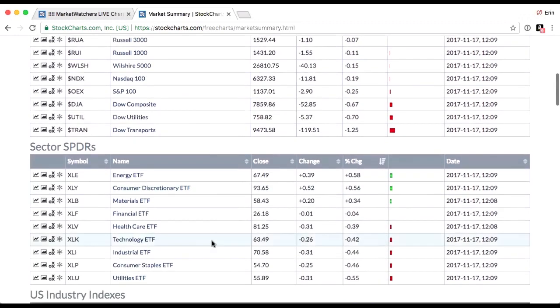As far as our sector spiders, energy and consumer discretionary are leading. And we can see that utilities and consumer staples are currently at the bottom as laggards.